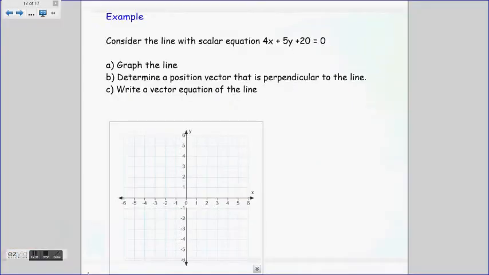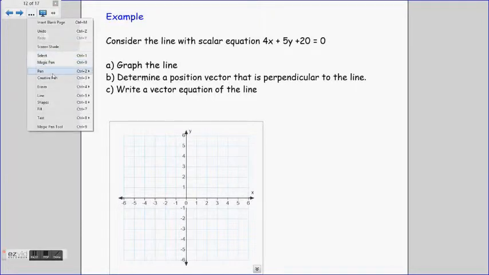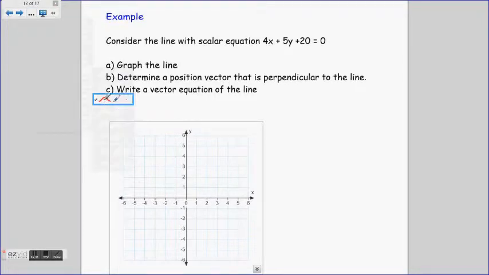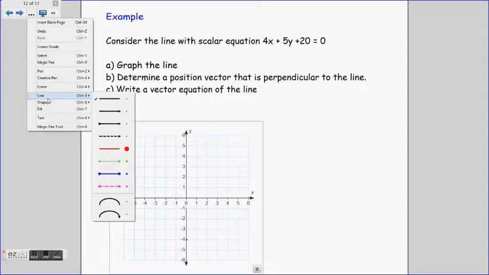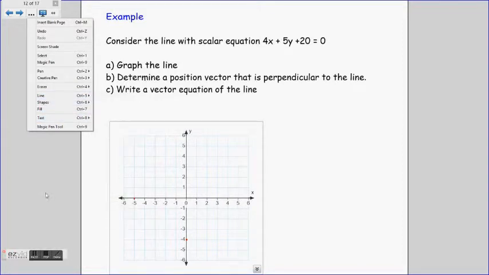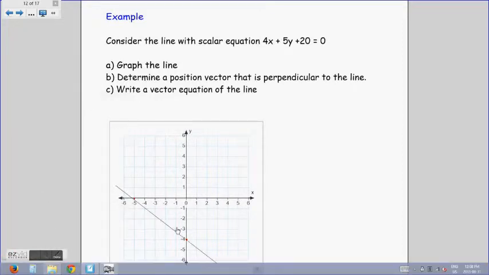So I'm going to go back to the graph here. What we can do now is simply use those intercepts. We have the x-intercept is negative 5, and the y-intercept is negative 4. So there's our graph of our line.